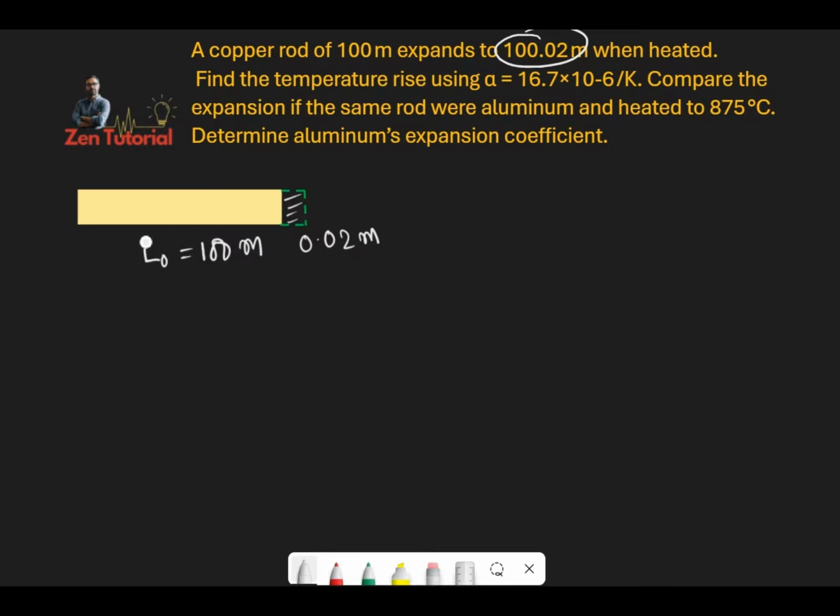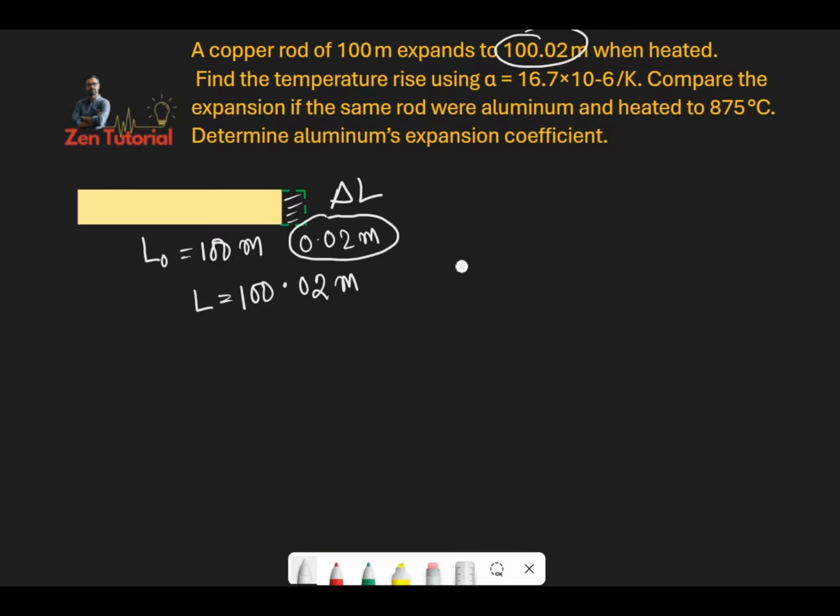So this is the L, the final length, let's say 100.02 meter. And this part is the increase of length, let's say del of L.